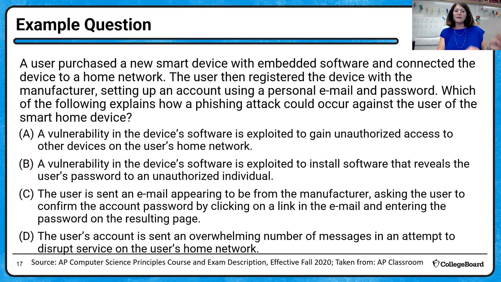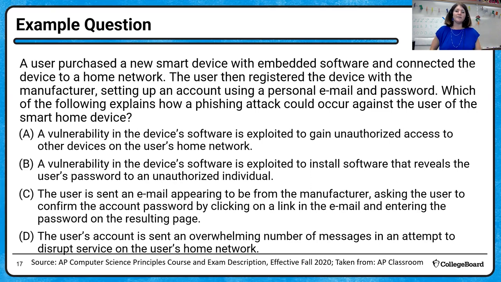But now we're talking about phishing. So which of the following explains how a phishing attack could occur against the user of the smart home device? So again, me as the user, I had to set it up. So it's not really an issue with my crockpot at home right now. It's more of an issue with the account I created when I registered the device to make sure I had it all set up and running. So let's look at the answer options here.